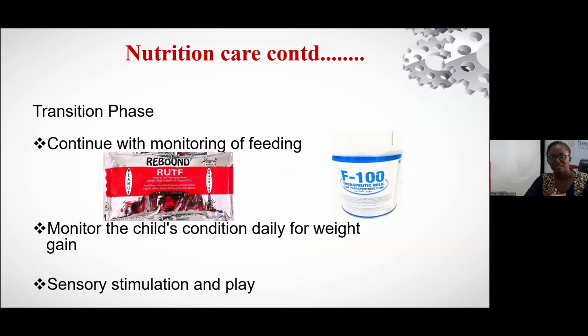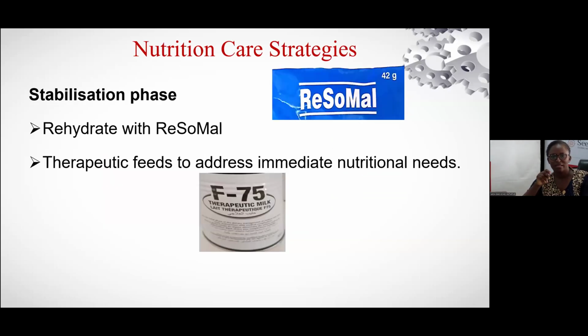So, in the previous slide, that is our F75. There is a slide on how F75, the composition, is laid out. It has low protein, 0.9 grams, and 75 kilocalories per 100 ml. So it is there to stabilize the patient. You don't expect any weight gain while on F75. It is for children 6 months and above.